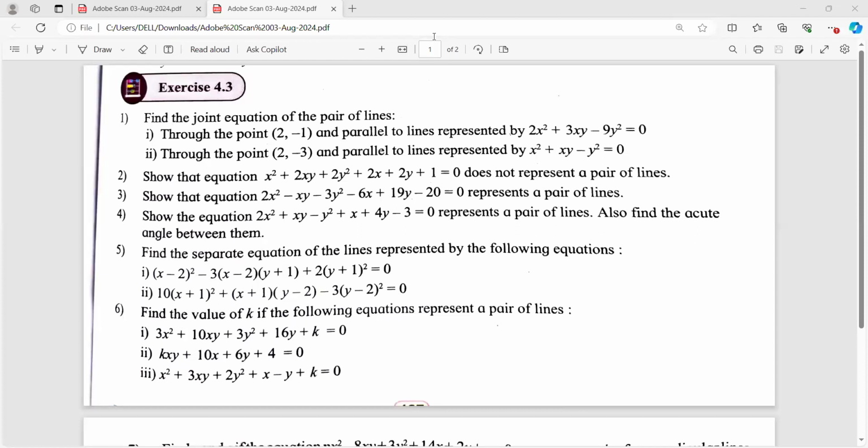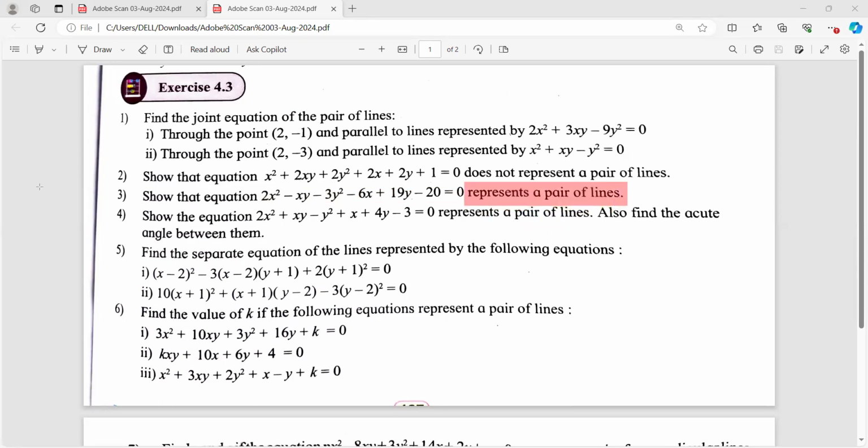Students, look at this question, question number 3. It says, show that the equation 2x square minus xy minus 3y square minus 6x plus 19y minus 20 equals 0 represents a pair of lines. You have to show that this represents a pair of lines. See, they are not talking about a pair of lines passing through origin, nothing. They are simply saying pair of lines.